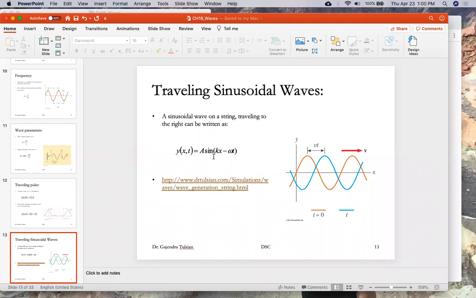Okay. This travels to the right, and similarly you can figure out a wave traveling to the left will be given by sine kx plus omega t. This wave travels, here's a sine wave traveling to the left. Okay.